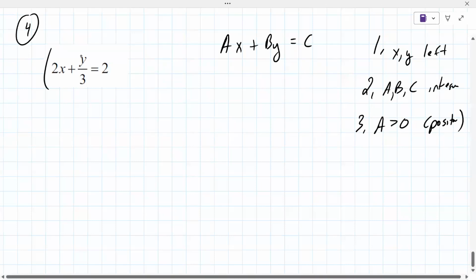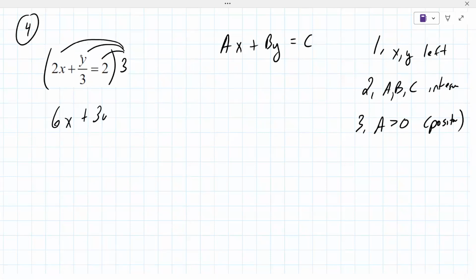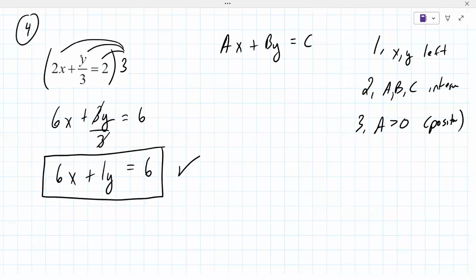All right, so we're going to multiply everything by 3 to get rid of that fraction. 6x plus 3y over 3 equals 6. The 3's cancel: 6x plus 1y equals 6. This is in standard form. Does that make sense why it's in standard form? Yeah. All right.